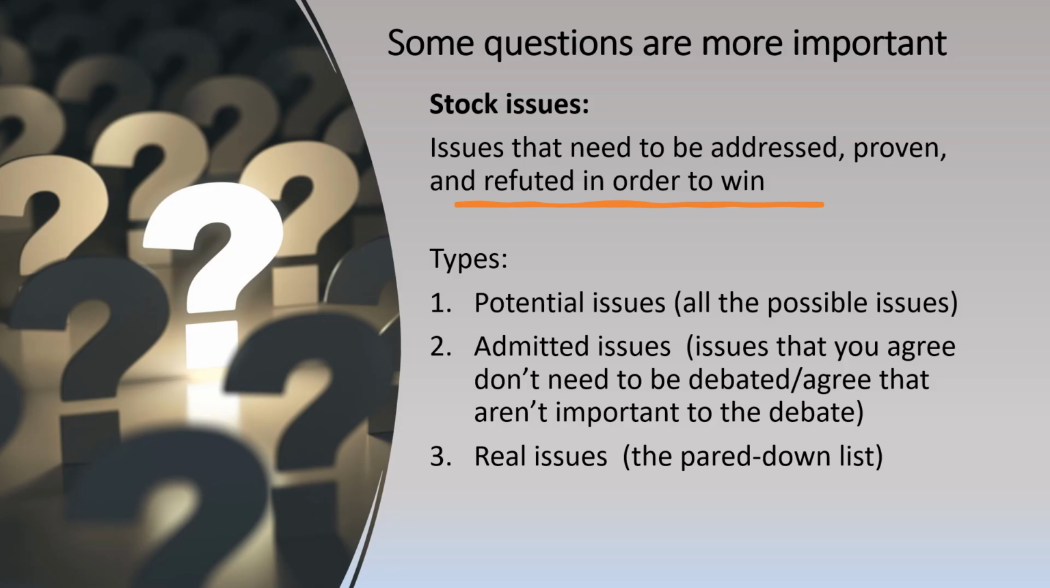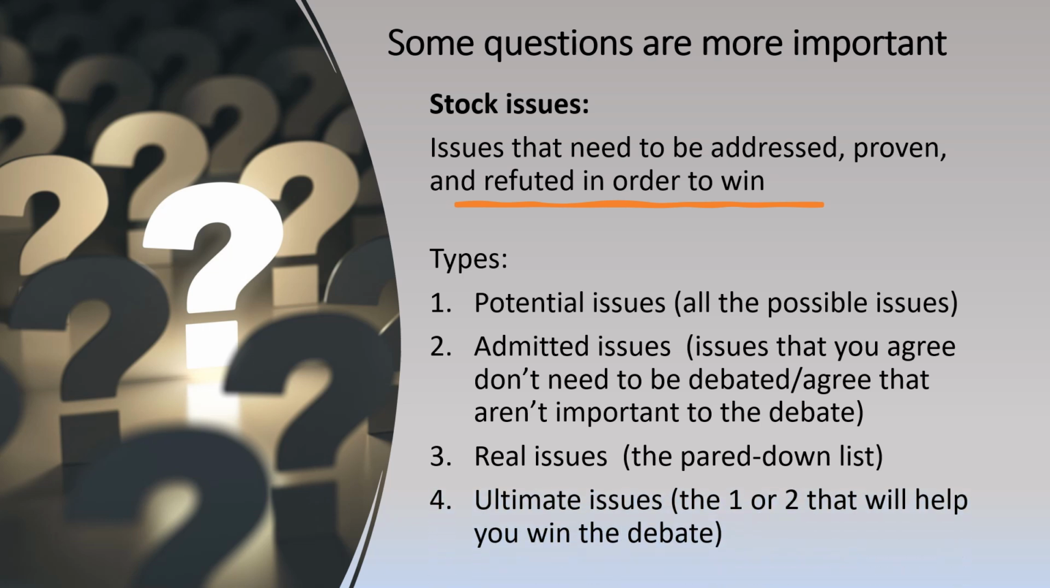After that, once you've started paring down your list and crossing out all of the admitted issues, because you think, you know what, this either isn't very important, or we're never going to get to it because we don't have time, or the audience doesn't really need to hear this, or you and I agree and so we don't need to debate it anyway, then you come down with the list of real issues. So the real issues are the pared down list that you started with when you created as many possible issues as possible. How many more times can I say possible in a sentence?